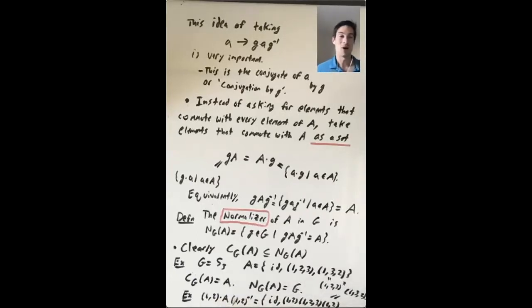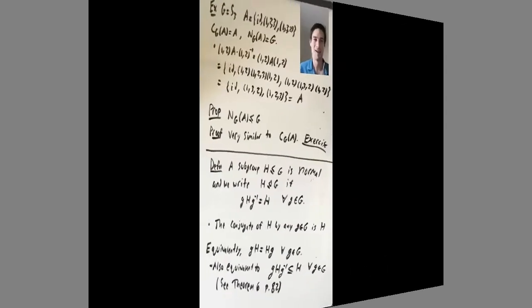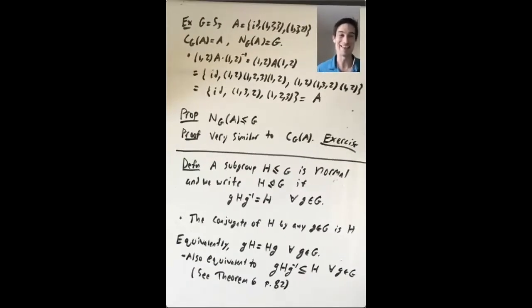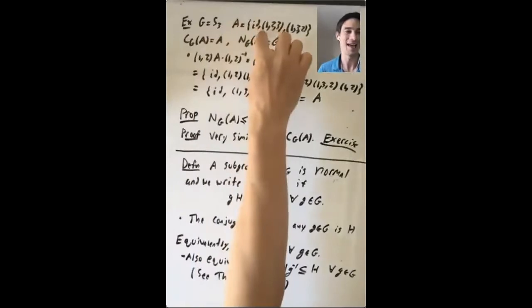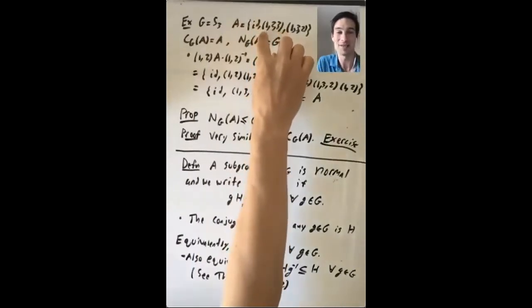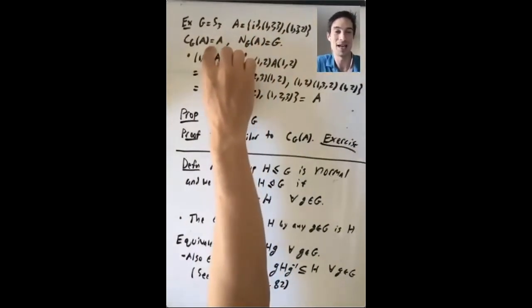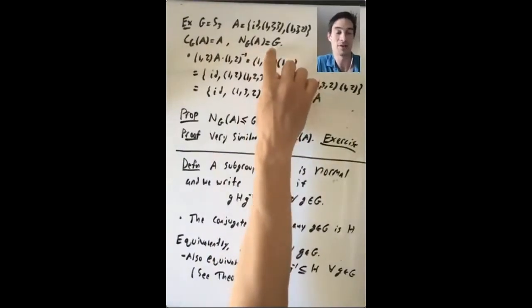So I'm going to pause and erase, and then we'll talk a little bit more about the normalizer, and then we'll explain why it's called that. I wanted to first take the example that we just did and write it up a little more clearly. So G is S3, A is this cyclic subgroup of size 3. We see that the centralizer is A itself, and the normalizer is the whole group.